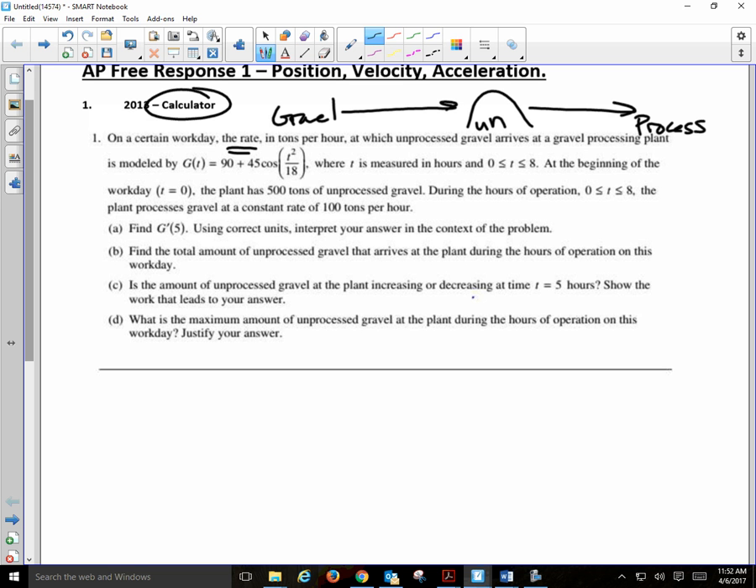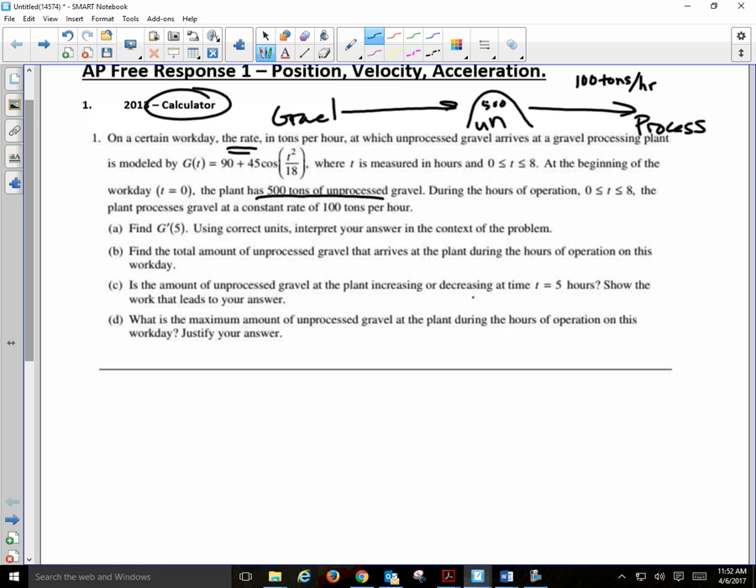At the beginning of the day, the plant has 500 tons of unprocessed gravel. So there's 500 here to begin with. During the hours of operation, the plant processes gravel at a constant rate of 100 tons per hour. So this is a rate of 100 tons per hour that it's being processed.